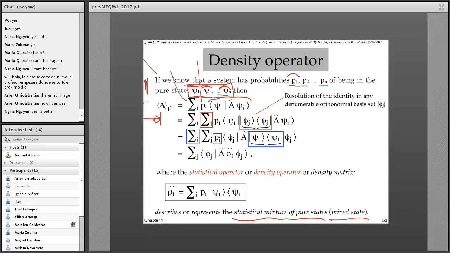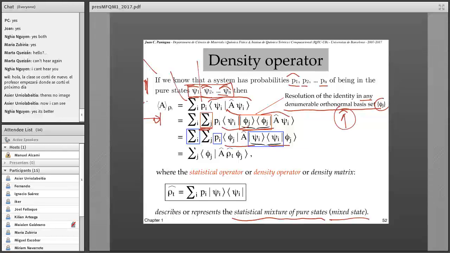Let's here introduce a resolution of the identity in any denumerable orthonormal basis set. That means I choose any basis set in the Hilbert space, and what is here in red is the identity operator. So I insert the identity operator here. Then I invert the order of this term and this term, and I obtain, there's a problem, letters disappear sometimes. Then I obtain this.